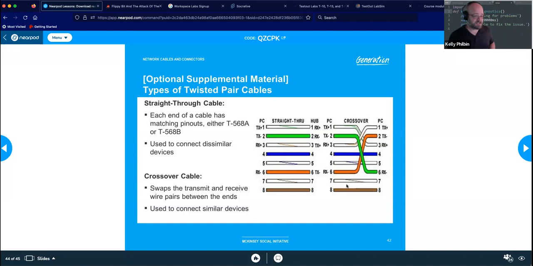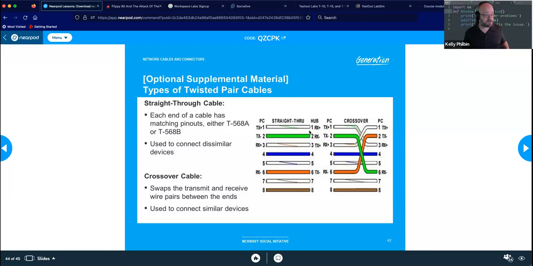And so you remember we had the T568A and B, right? Now, if I have T568A on both connectors, both sides, that is what's called a straight through cable. So I would use this to connect from my computer to like a switch or a hub. Now, if I wanted to talk directly to another computer without using a hub, I can't use a straight through cable.